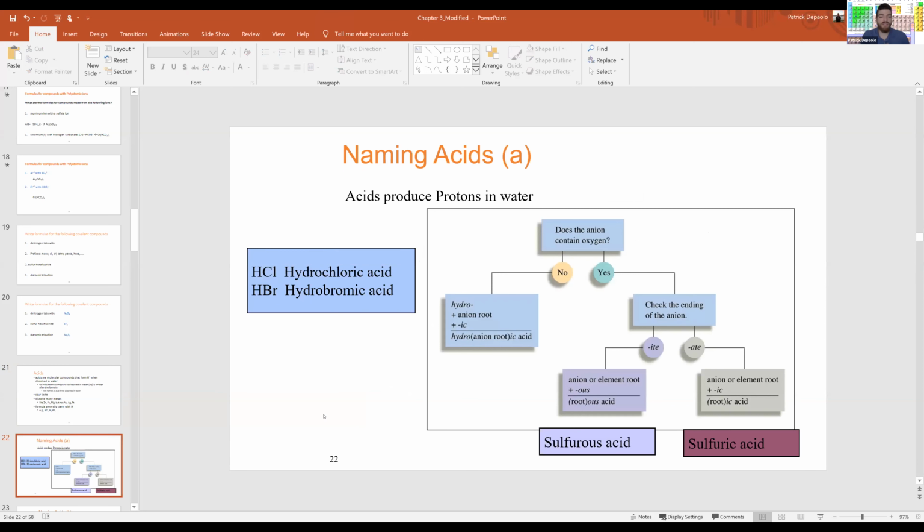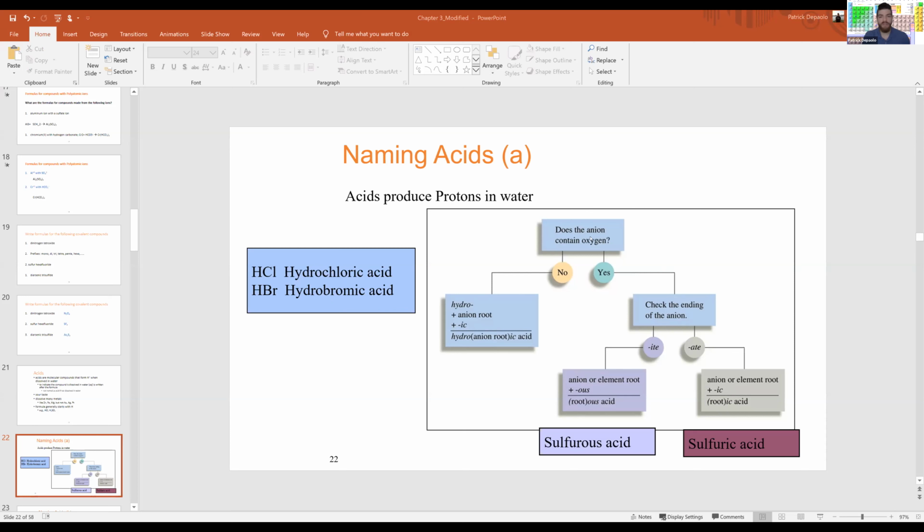Now, the acids, when they are ionized in water, when they're added to water, they actually break down. They break down into their hydrogen plus component and whatever is left over, their anionic component. In hydrochloric acid's case, it will be hydrogen plus, Cl minus. Hydrobromic acid, hydrogen plus, Br minus. So for naming these, it's not too hard. Here's this little schematic that tells you exactly how to name them.